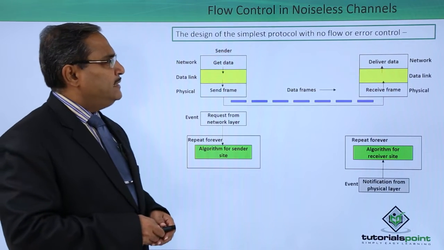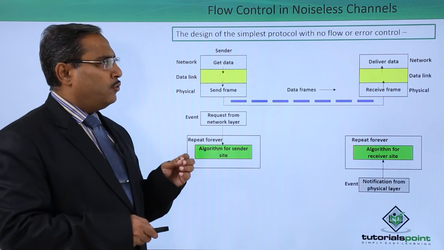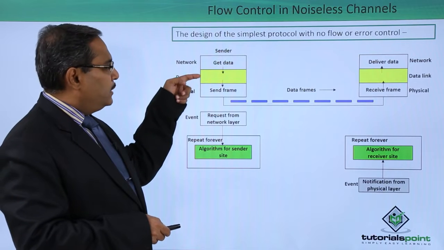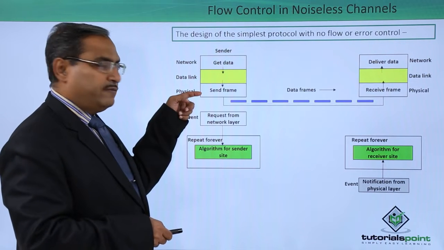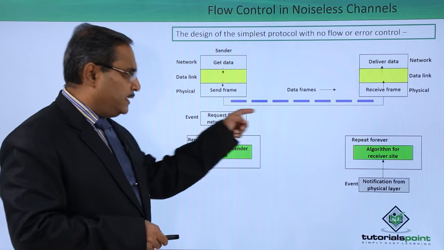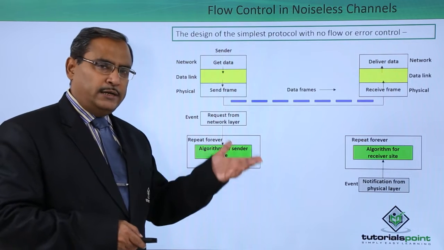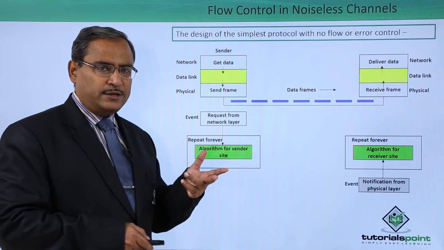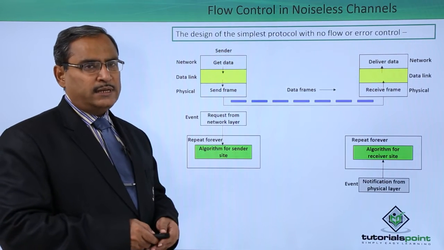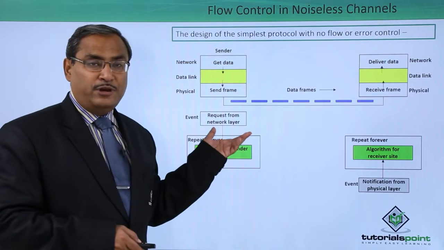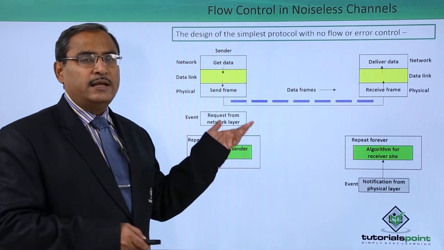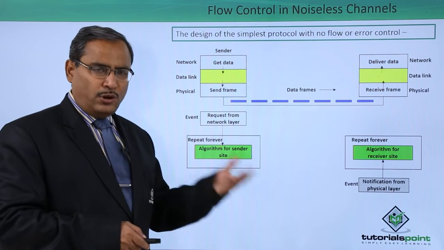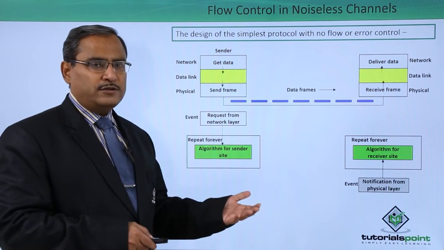So the design of the simplest protocol with no flow or error control. Data will be coming from the network layer to the data link layer, then to the physical layer, and from here the data will be sent. In the earlier discussions we have discussed that the data link layer has mainly two purposes: one is flow control, another one is error control. But here we don't require any error control because we are taking this transmission medium as noiseless. There will be no error, no loss of frames, no duplication of the frames.